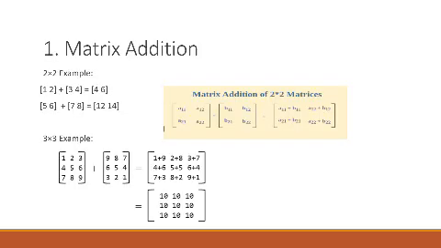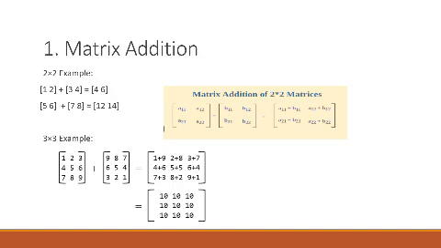Matrix addition. Matrix addition is the operation of adding two matrices of the same order by adding their corresponding elements. Both matrices have the same number of rows and columns. If A and B are of order m × n, then A + B is also of order m × n. C = A + B, where Cij = Aij + Bij.